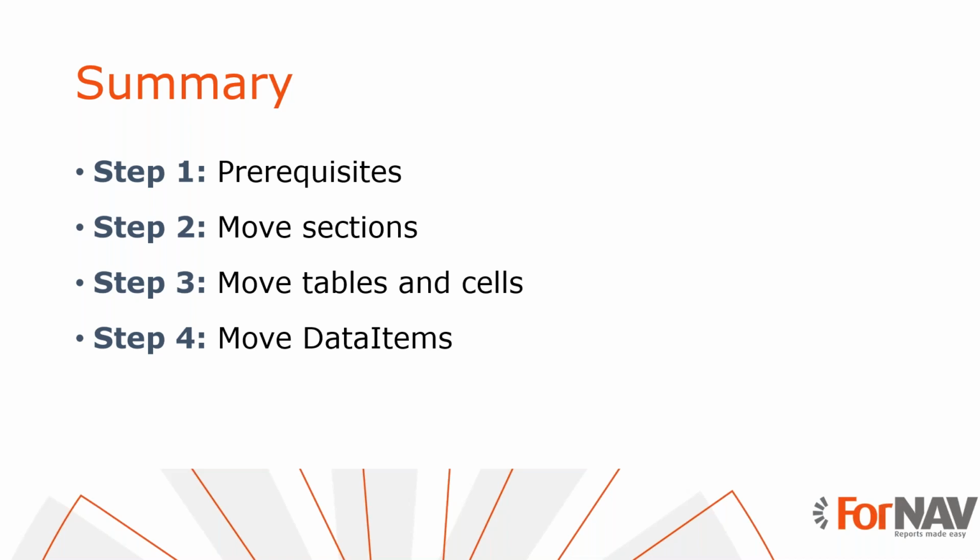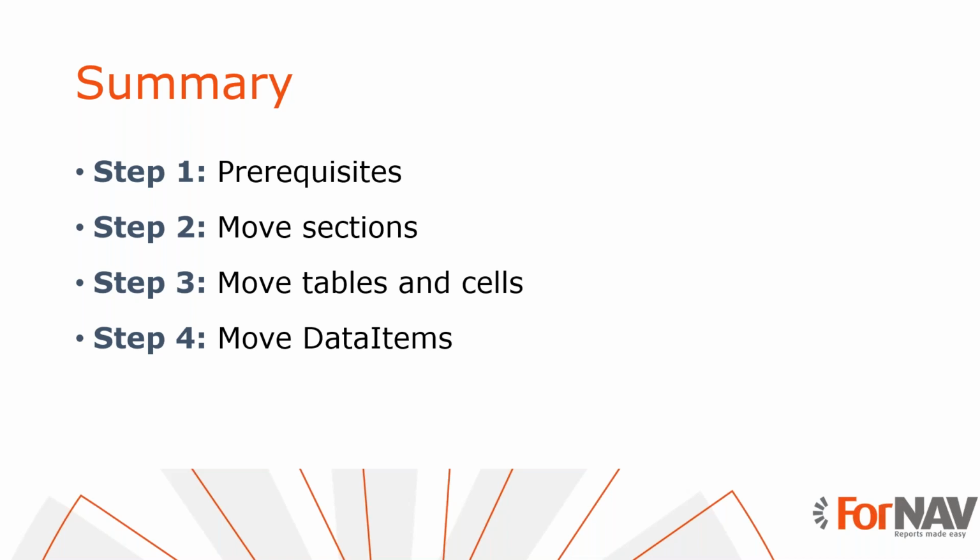So let's recap what we just did. The first thing we did was to add some sections and move them around. We noticed we could set the order of the sections of the same type, but we can't move sections above or below sections of a different type. The second thing we did was to move tables and cells. We noticed that we can change the order of the cells in a table, and we can move tables to a different section. Finally, we've added some data items and moved these around as well.